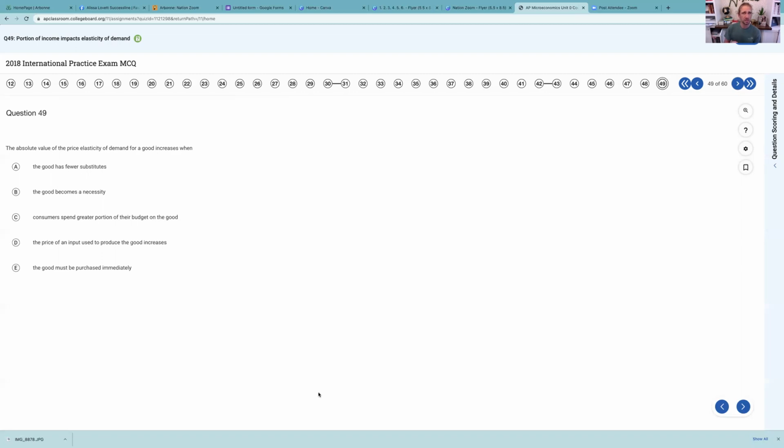So what it's saying is when the elasticity of demand goes up, that means that the numerator, the quantity demanded, is increasing faster than the denominator, which is the change in price, which means that we are very responsive to the price change. We are elastic. So which of these talks about this good being more elastic, meaning we are more responsive to the price change?